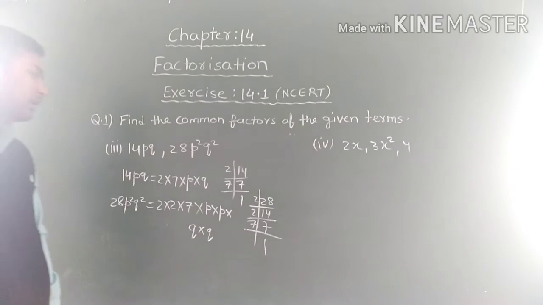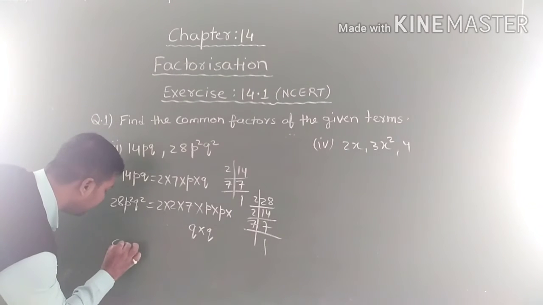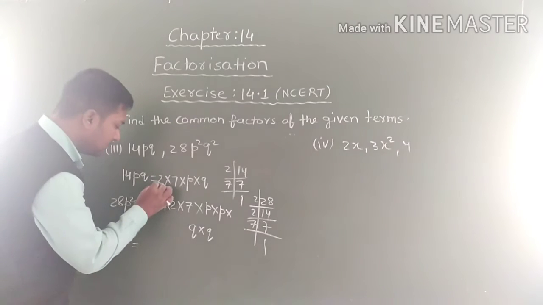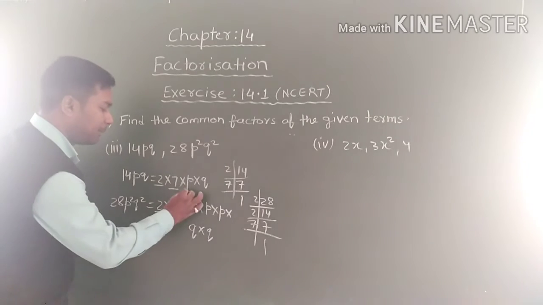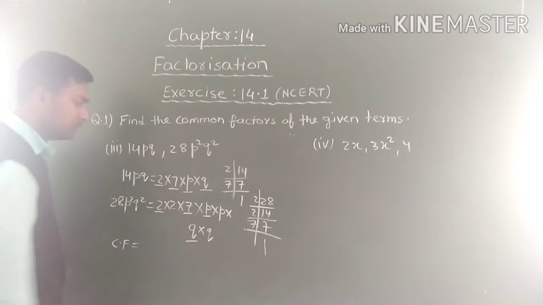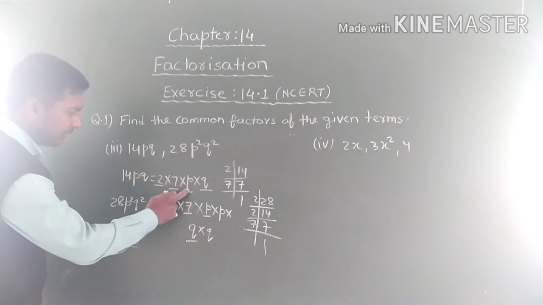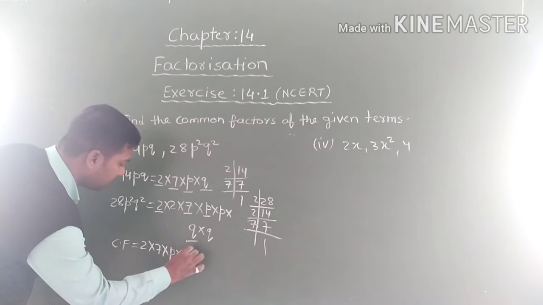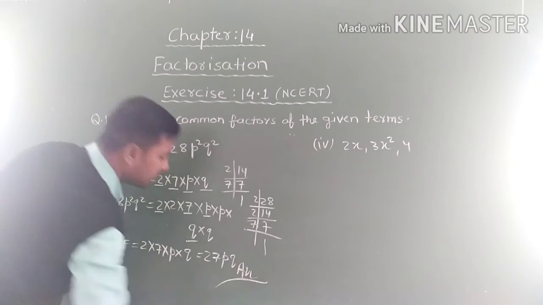Next we have to find the common factor. What is common in both terms? This is 2, this one is 2. 7 and 7 both are common. P and P both are common. Now Q and Q both are common. Now how many commons are there? 2, 7, P and Q. So it will be 2 into 7 into p into q, that is 14pq, and this is the answer.